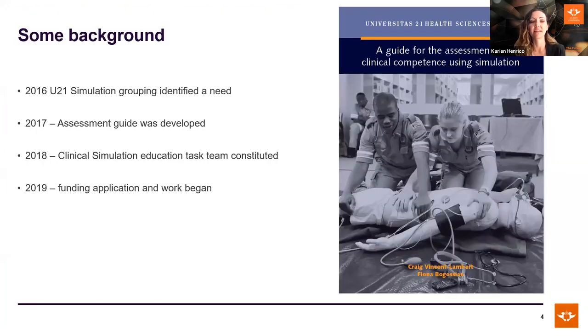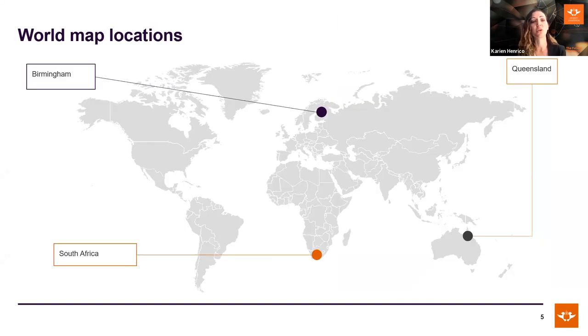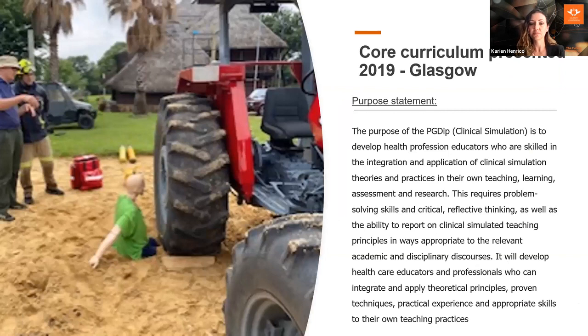All right, so just quickly, background. As you can see, this project has been going for quite some time. In 2016, there was a need identified for simulation educators. In 2017, the simulation grouping compiled the assessment guide that I have there on the side of the screen. Then in 2018, it was decided to constitute a task team that will start with the core curriculum. And then, as I mentioned, in 2019, we received funding from U21. So we were an international collaborative team from Birmingham, South Africa, and Queensland that worked together on the core curriculum.